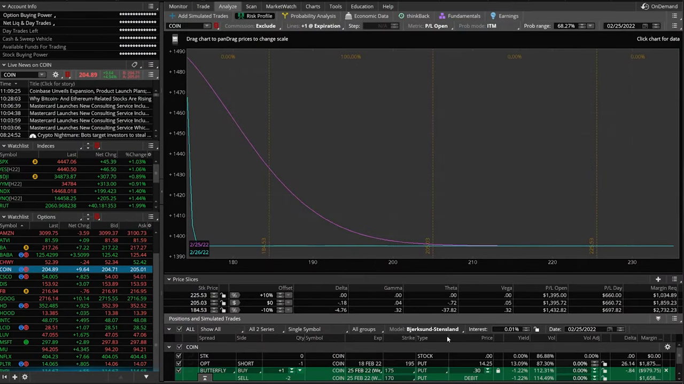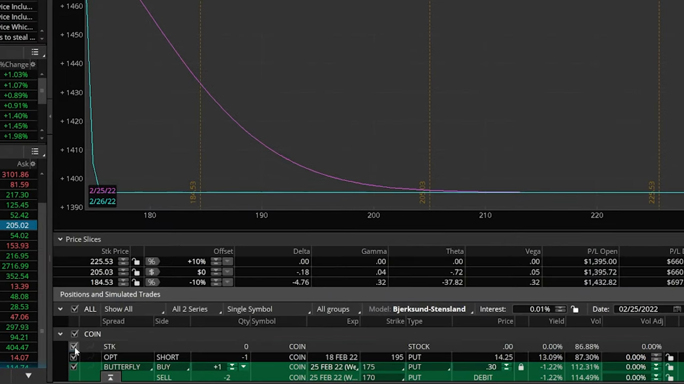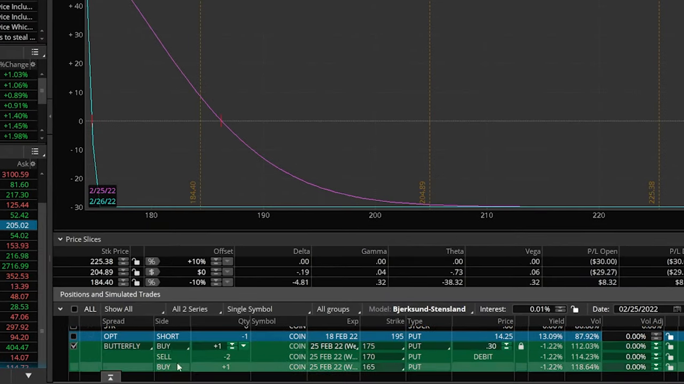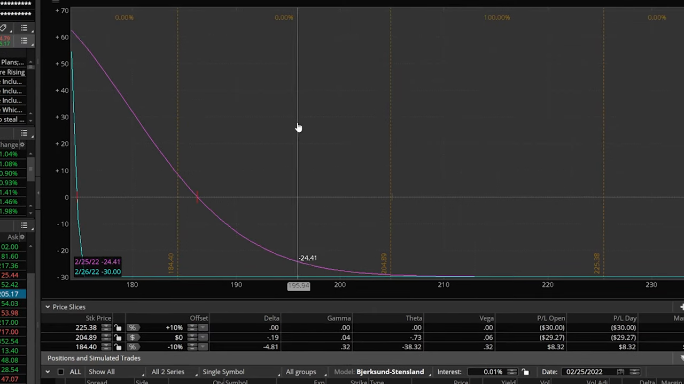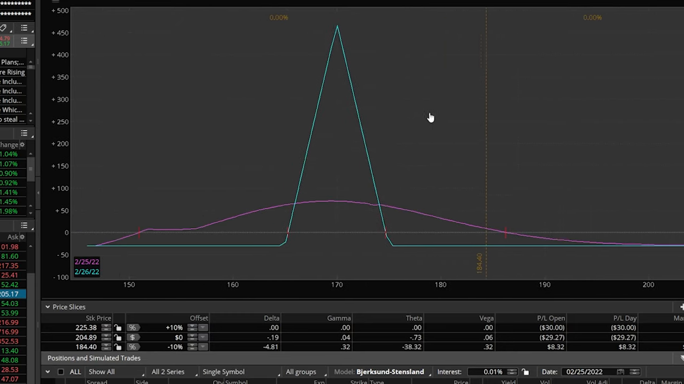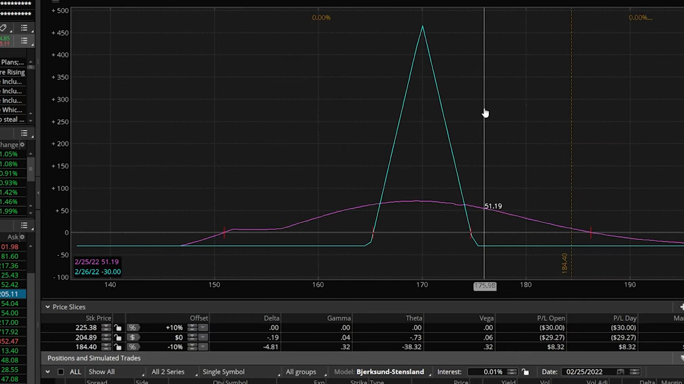From there, just like before, it takes us to the risk profile page, and you can see all of my positions on COIN. So let's go ahead and uncheck the two that I have, and now we just have the theoretical butterfly here. You may also notice that it's not centered on my chart right now, so let's drag this over and center up this butterfly. And now we can see our exact risk profile on this butterfly spread.